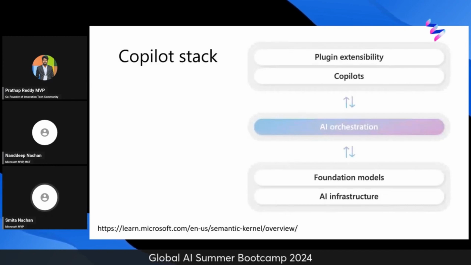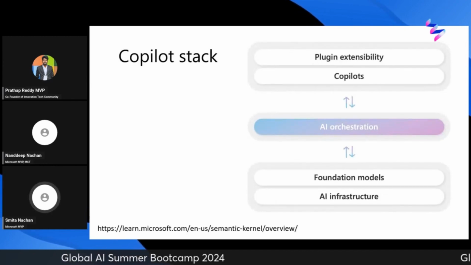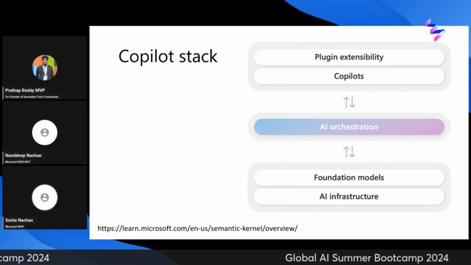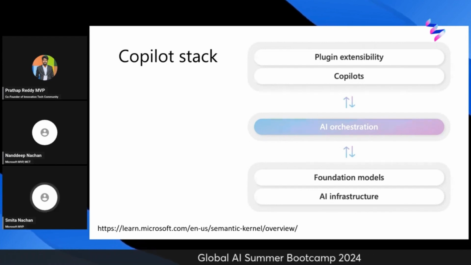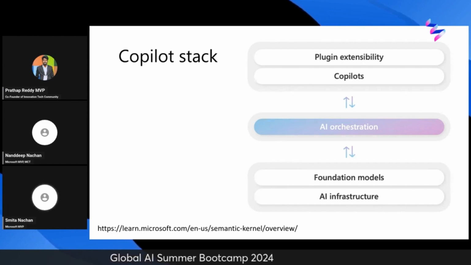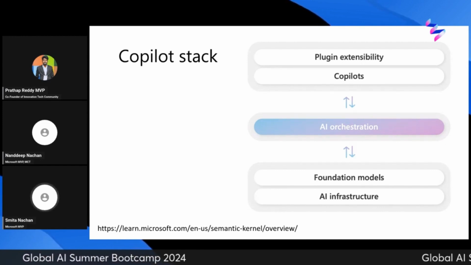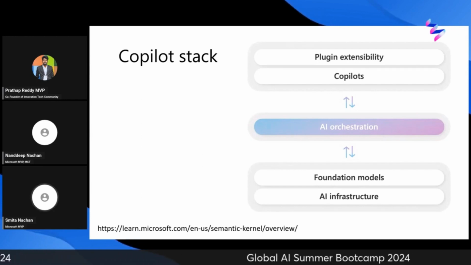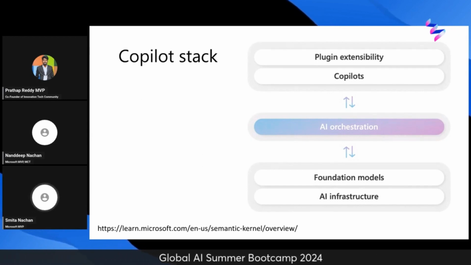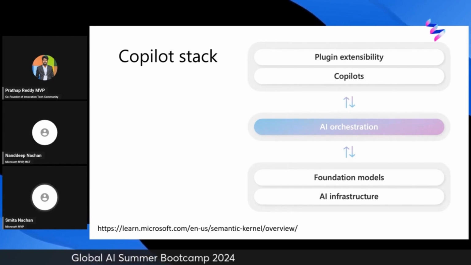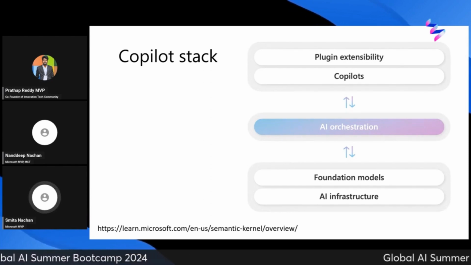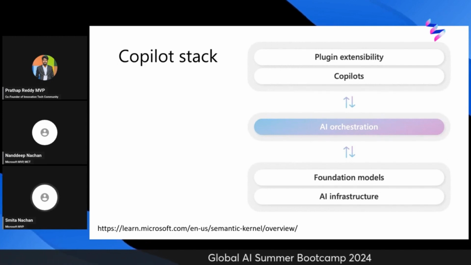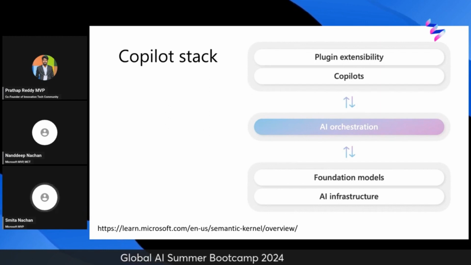Let's go ahead and see this Copilot stack. To help developers build their own Copilot experiences on top of AI plugins, Microsoft has released the Semantic Kernel, a lightweight open source SDK that allows you to orchestrate plugins, for example your existing code, with the AI. With the Semantic Kernel, you can leverage the same AI orchestration patterns that power Microsoft Copilots in your own apps. Okay, so why do we use an SDK like the Semantic Kernel?